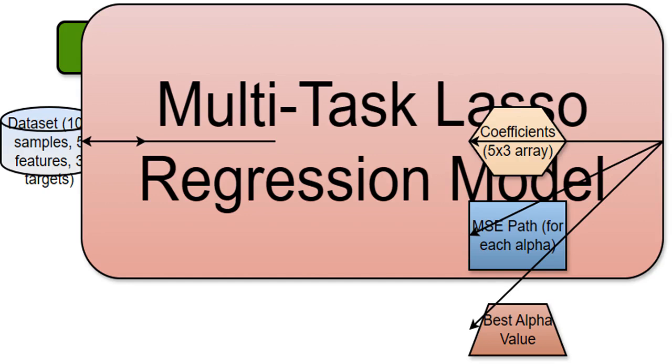MultiTaskLassoCV, which is a fantastic model that fits multiple regression problems, here, the 3 targets, at once. It leverages shared information across the targets to make more accurate predictions. Lasso, L1 regularization, is helping me keep my model simple by shrinking the less important coefficients closer to 0. The CV part means it does cross-validation to find the best hyperparameters.